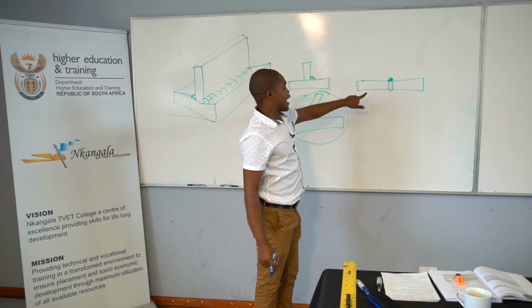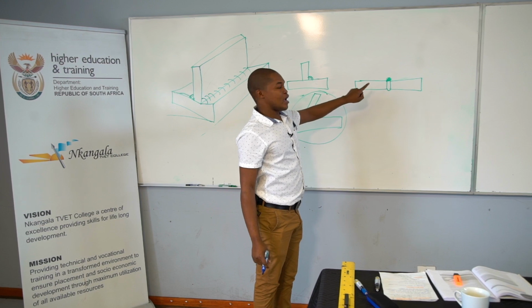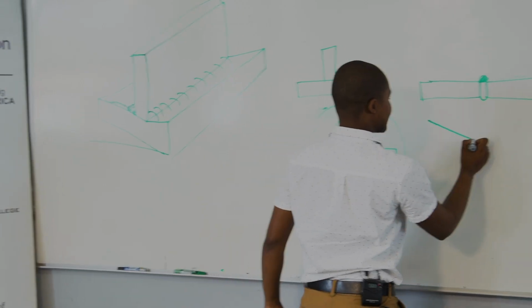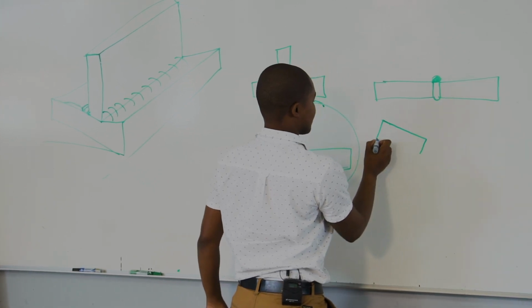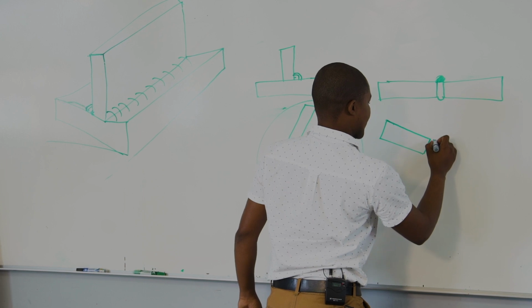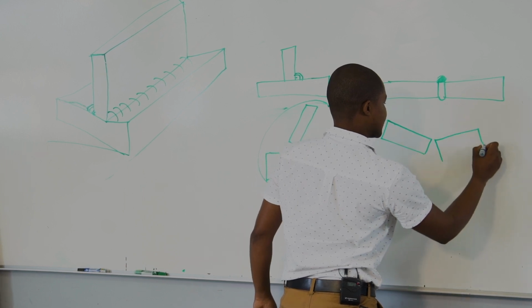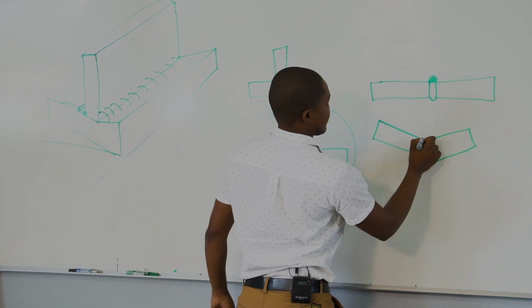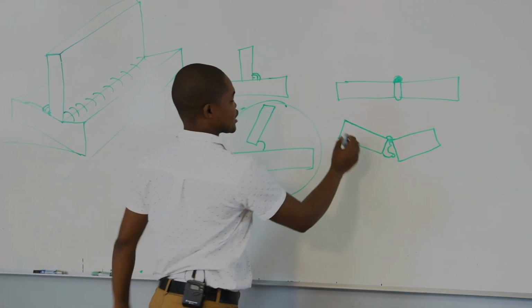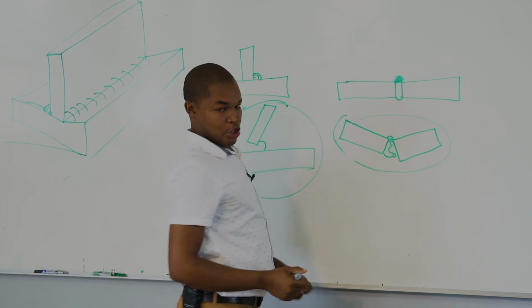What will happen if I haven't planned my welding properly? This is what is going to happen. As soon as the welding is done and the workpiece cools off, it's going to move out of shape. And now, this is what we call distortion.